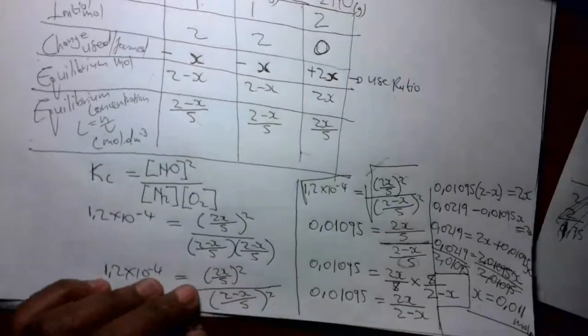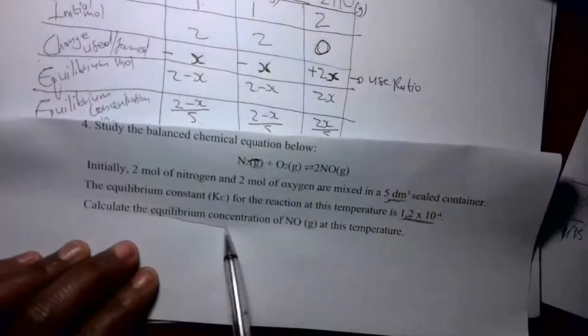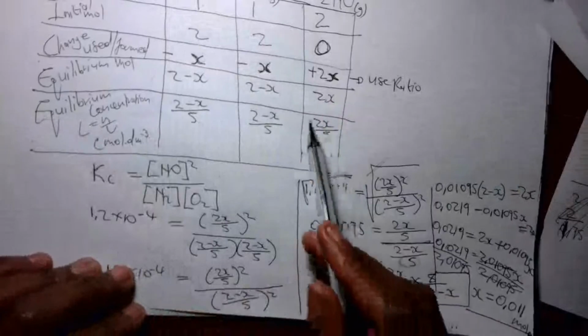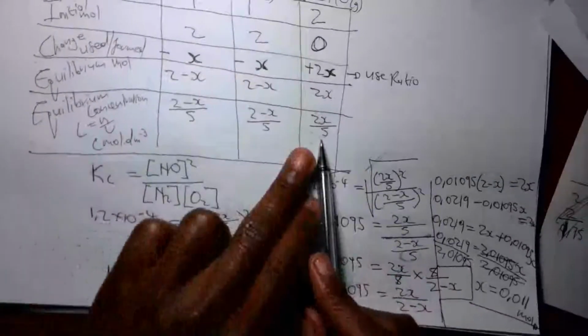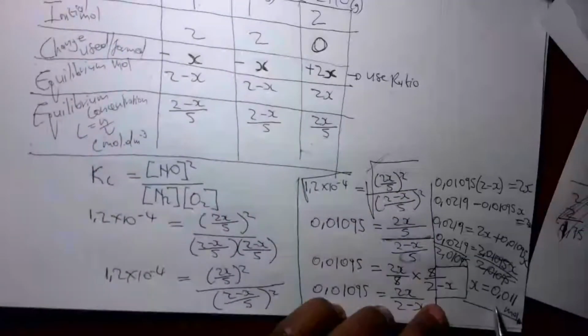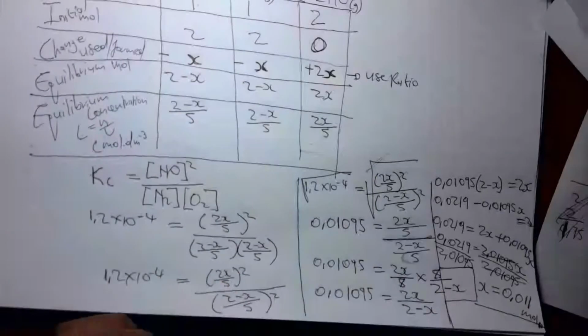We haven't answered the question yet, because we're asked to calculate the equilibrium concentration of NO. So the equilibrium concentration of NO is 2x over 5. In order for us to get the concentration of NO, we take this x that we just solved, substitute it there, and punch that in a calculator, and we get the concentration of NO. So let us do that on the next page.